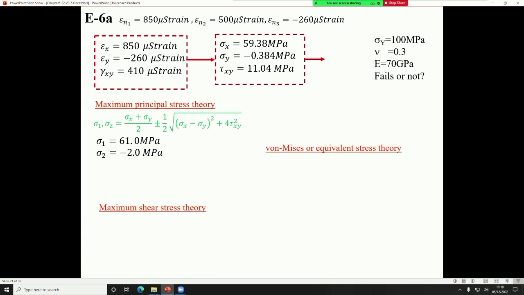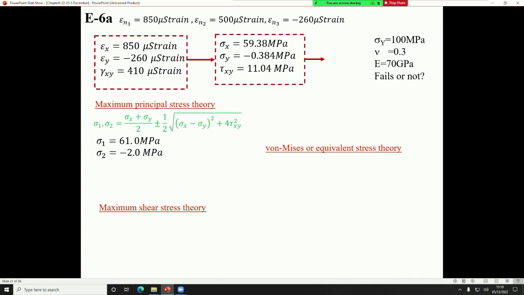So the sign matters. If it was, say, minus 61 megapascals for the first one and 2 megapascals for the second, then the maximum absolute value is the maximum principal stress. I've noticed that in exams, students end up with minus 61 and 2, and they say 2 is the maximum principal stress, which is not correct. So take the absolute value, just think about it. It doesn't matter if it's compression or tension. Whichever is bigger is the maximum principal stress.